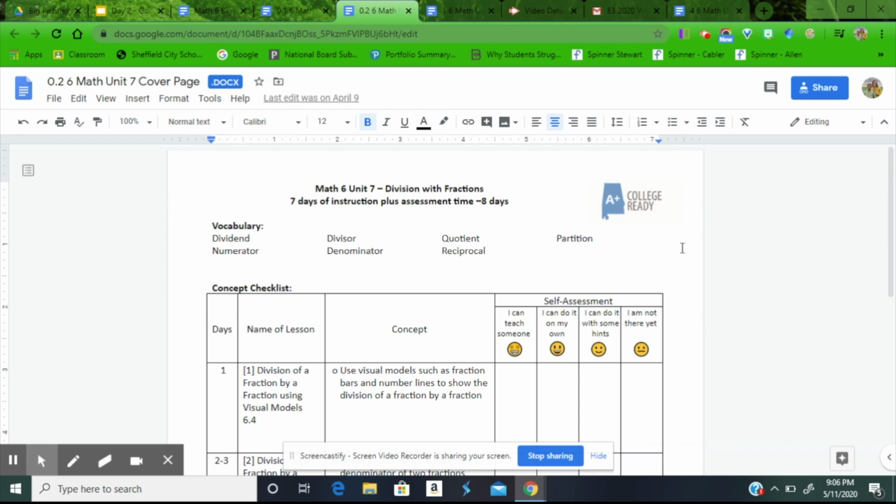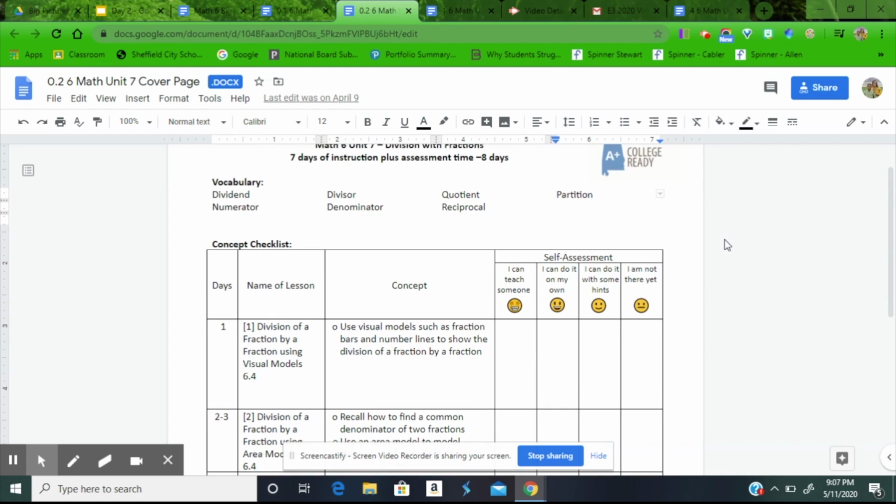We're now going to look at our simplified skill or cover page. At the top, you will see Math 6, Unit 7, Division with Fractions. Notice this is 7 days of instruction plus assessment time for a total of 8 days. Below that, you find the vocabulary that the students will acquire throughout this unit.